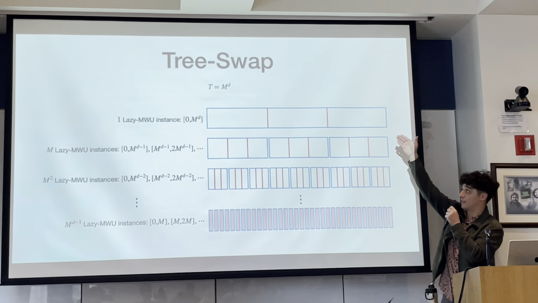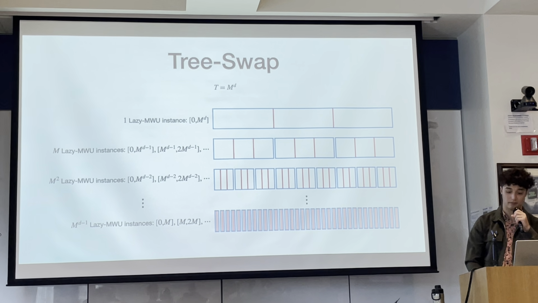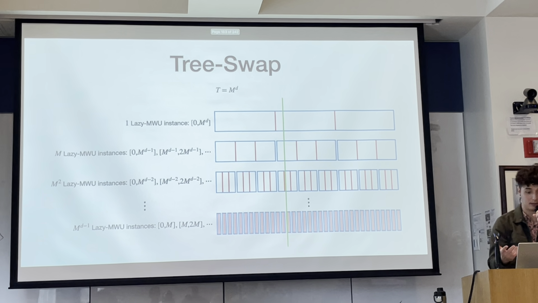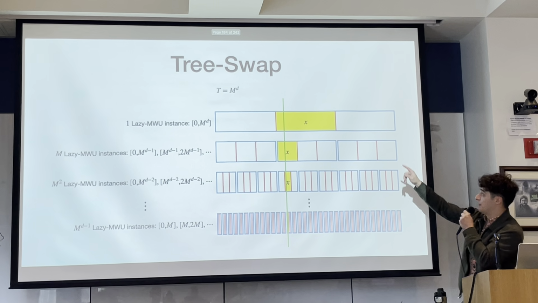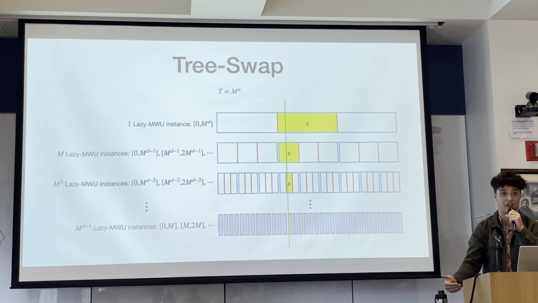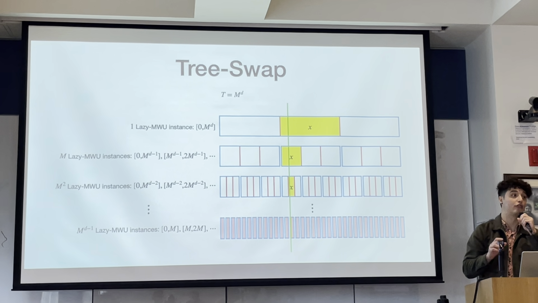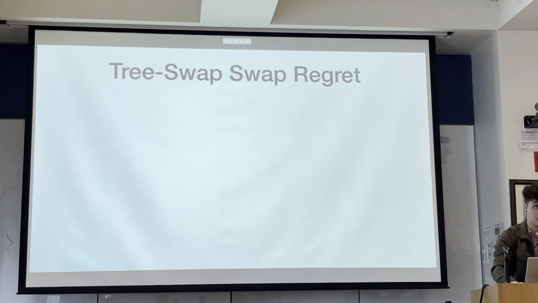And we're just going to take the average of all D of these algorithms. And that's what we're going to output. So at some time step, represented by this green line, we're going to look at what all of these different algorithms recommend, and we're going to play the average of these D actions, okay? That's tree swap.